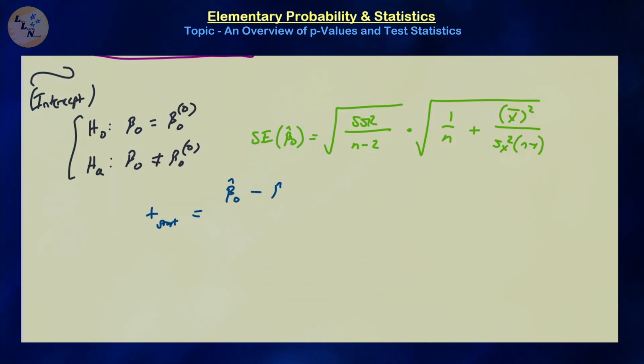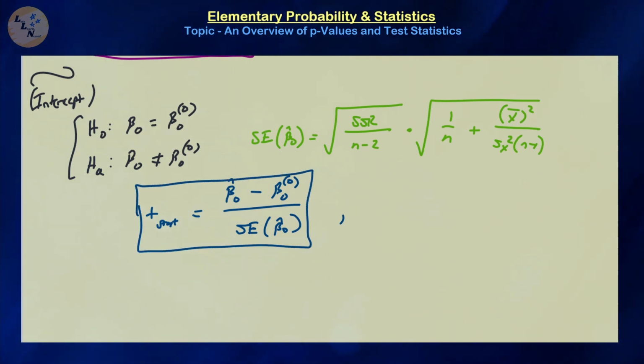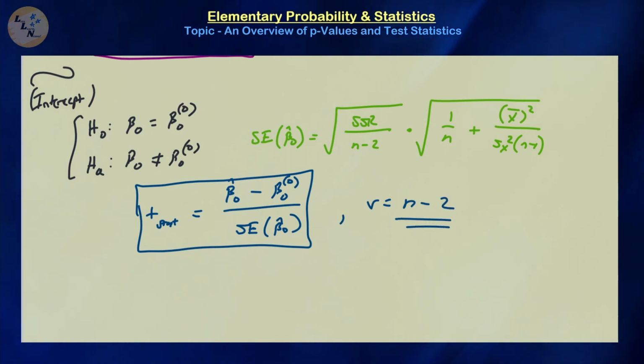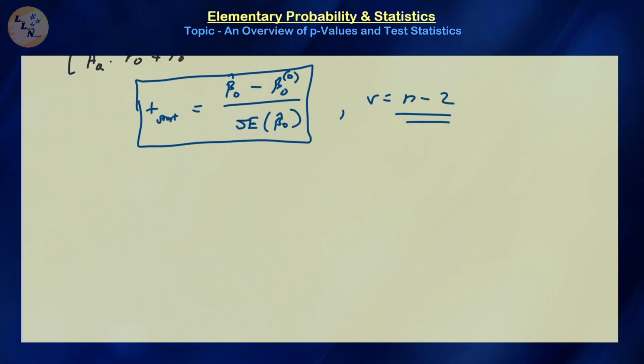So we have our standard error, and again, our test statistic is going to be equal to our point estimate minus the claim value of the intercept divided by our standard error for beta hat 0. And as usual, take a guess at what the degrees of freedom for this is. This is going to be, again, nu equals n minus 1, aka n minus 2.